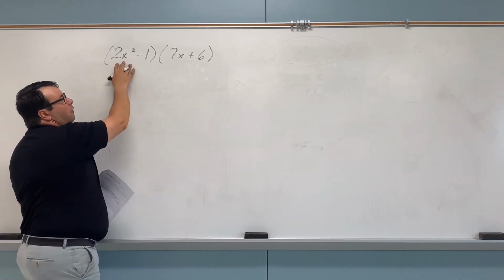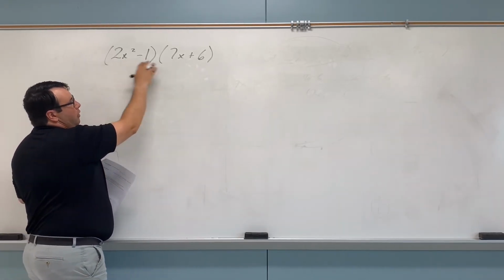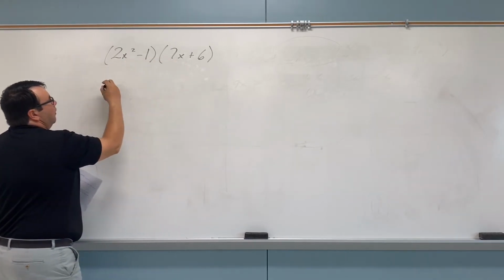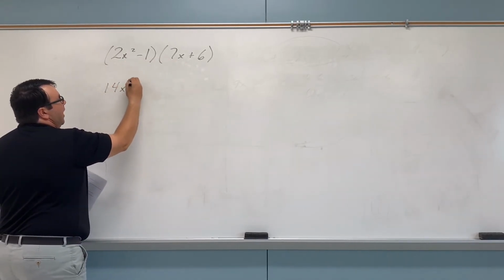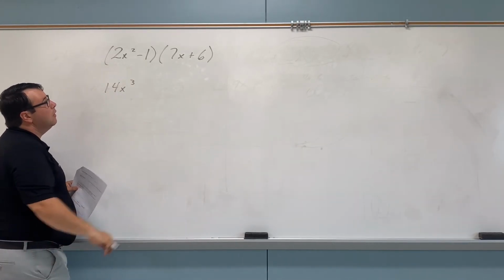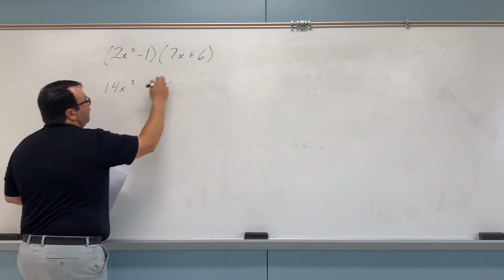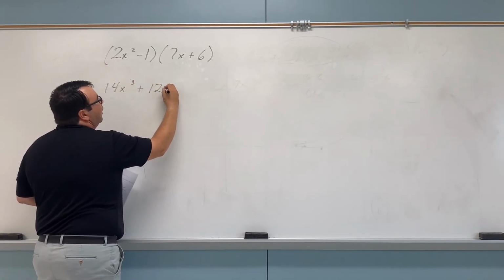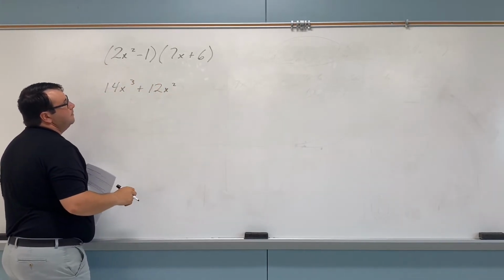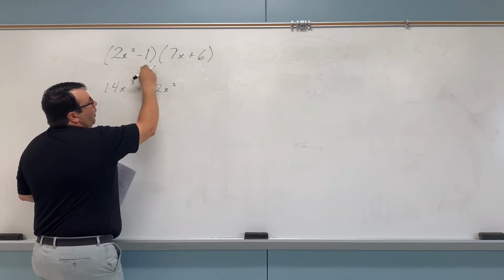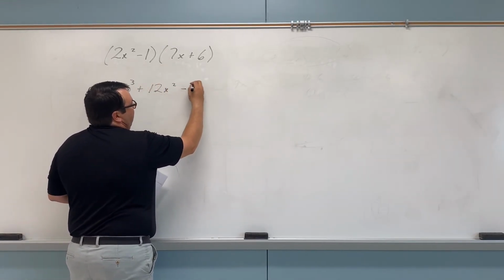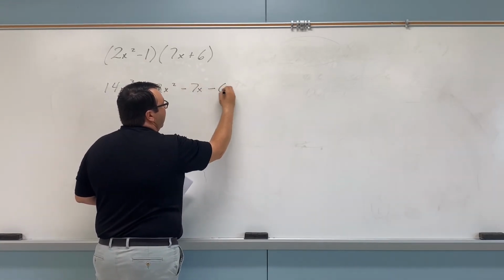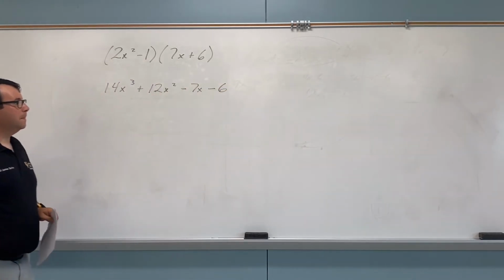And so what I will do is I will then multiply using FOIL. So I have 2x squared times 7x. That gives me 14x cubed. 2x squared times 6, that's a positive 6, positive 2, so that's a 12x squared. Negative 1 times 7x is a negative 7x. Negative 1 times 6 is a negative 6.